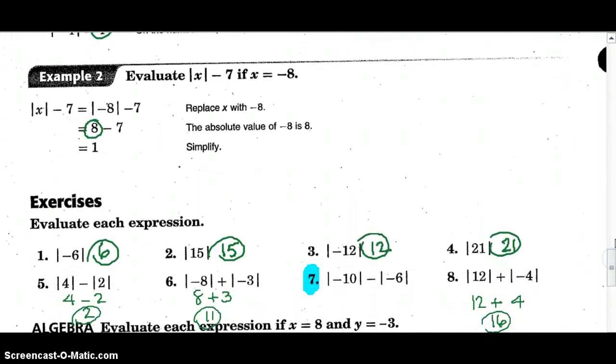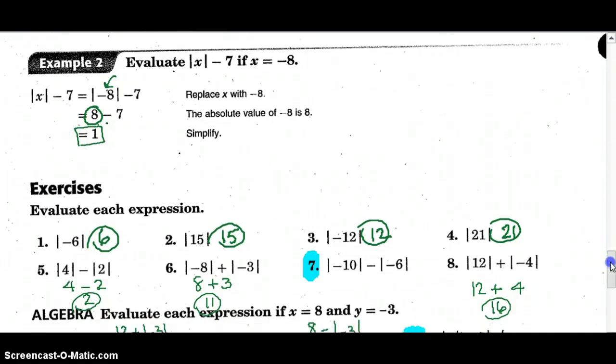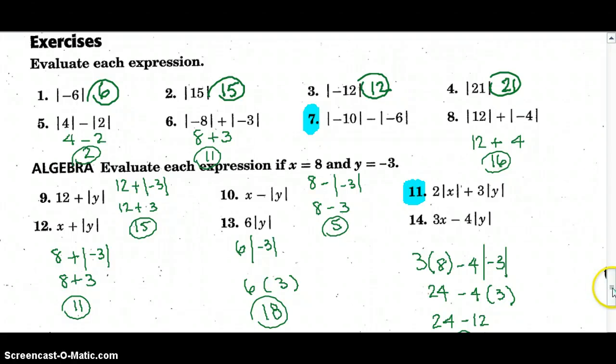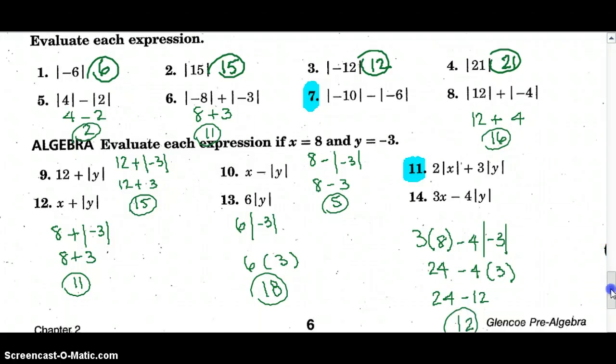So sometimes we have to replace an x with a value. So here, the absolute value of x minus 7, where x is negative 8. So they substituted negative 8 in for x. The absolute value of negative 8 was positive 8. And now we're ready to subtract 7 and get the final answer, 1. So again, check your work down below. Pause and check. And I'm going to work 2 of them with you.